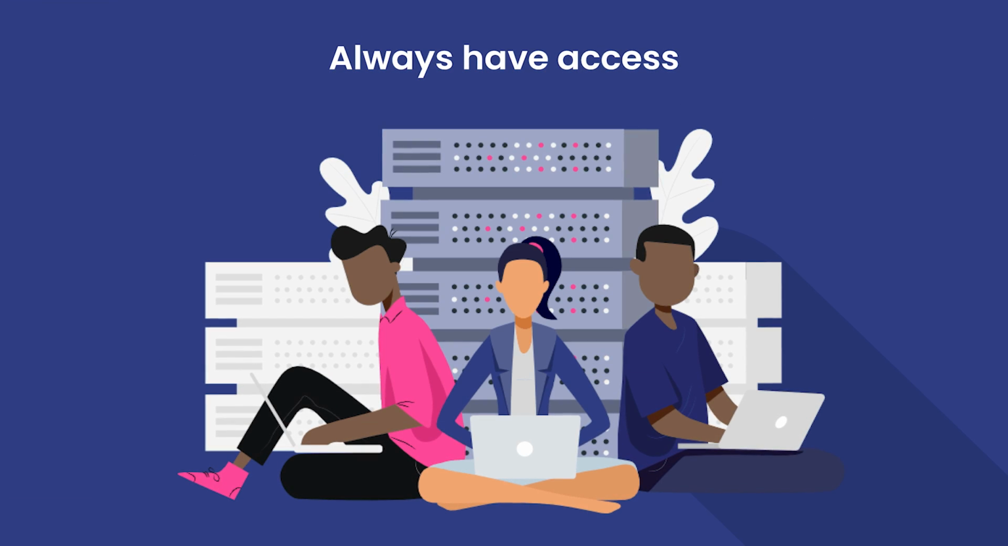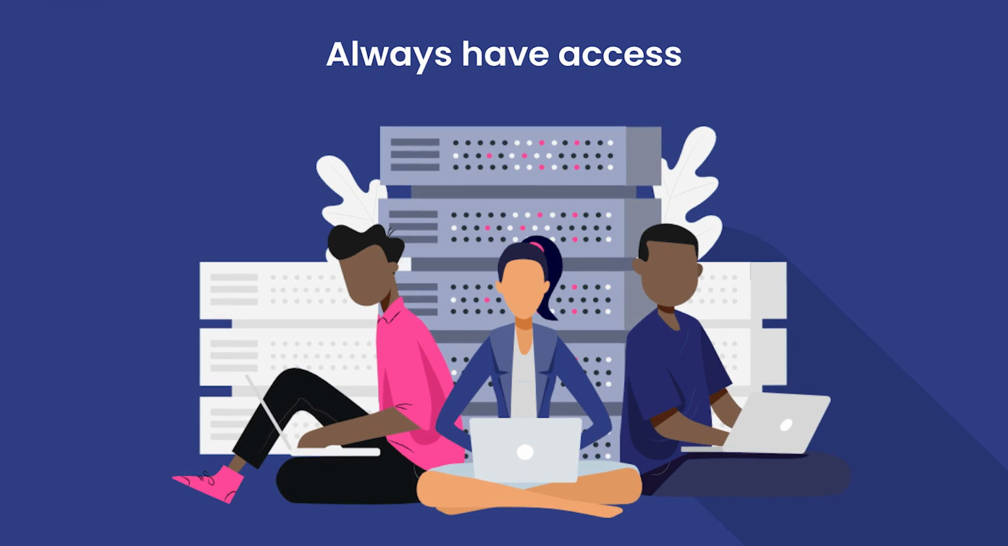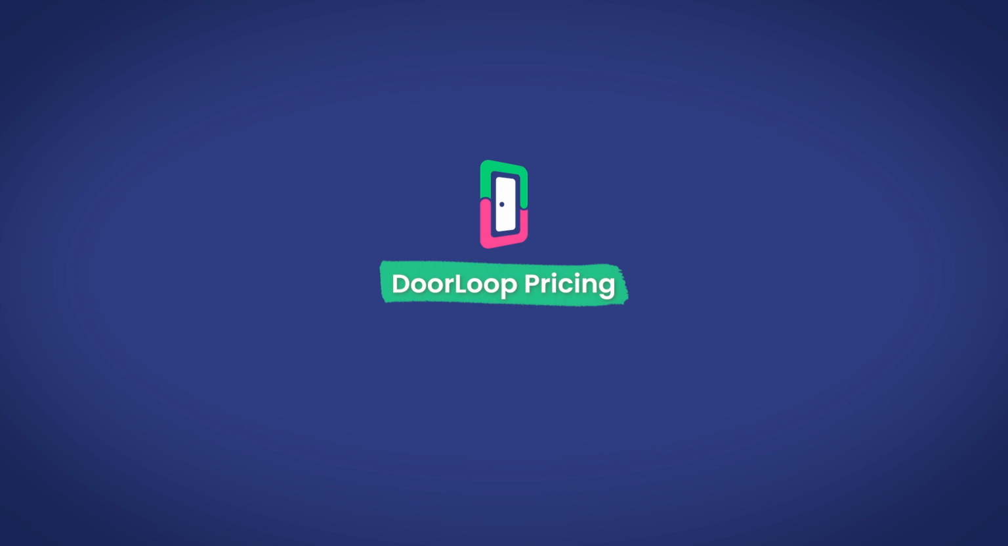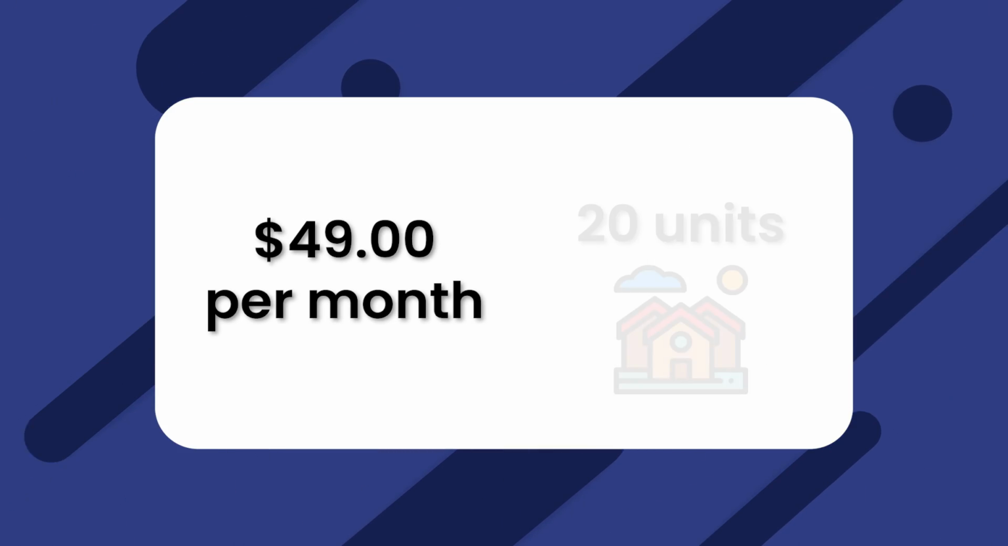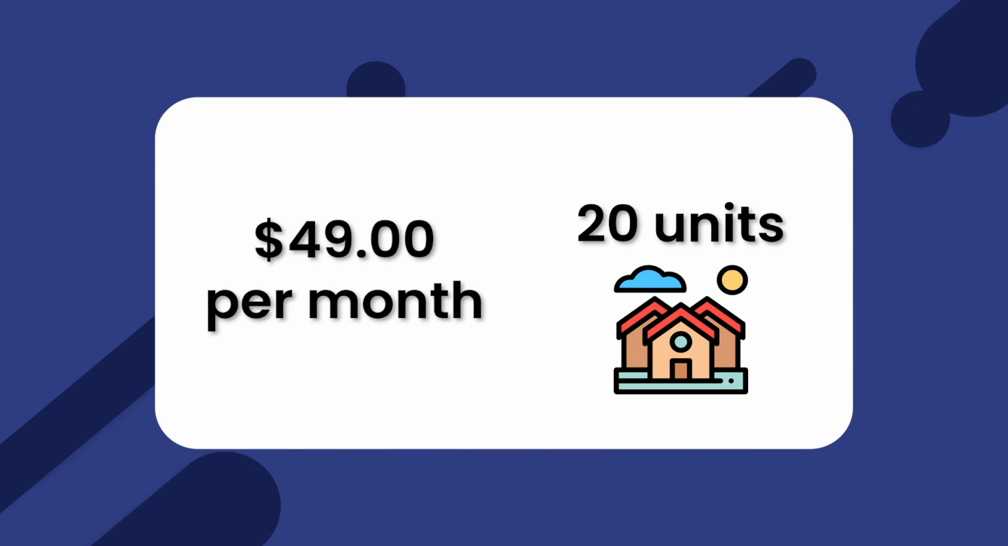Stellar Customer Support. Around-the-clock customer support that makes the onboarding process a breeze with one simple call. DoorLoop Pricing. DoorLoop has great pricing starting at $49 per month for up to 20 units. This means that you can gain access to all of these features at one amazing price.